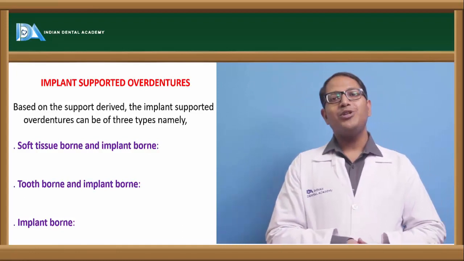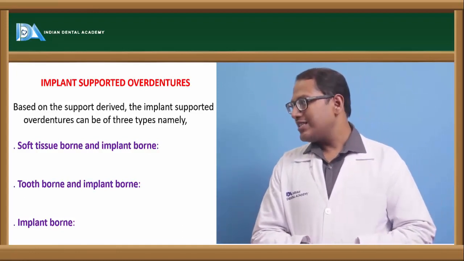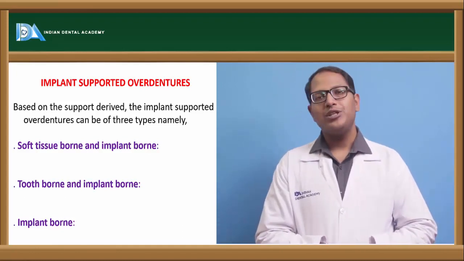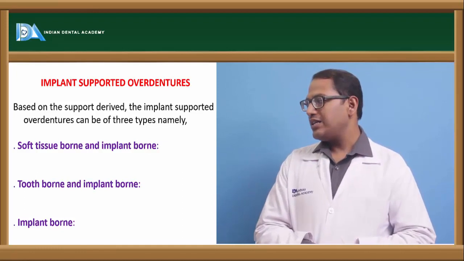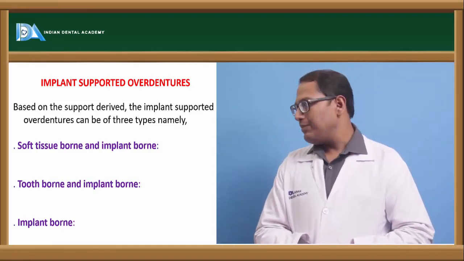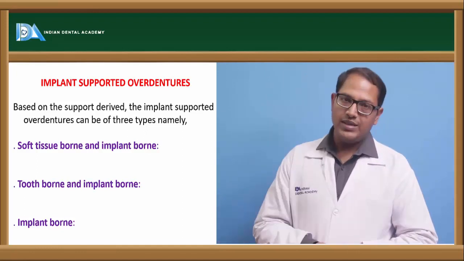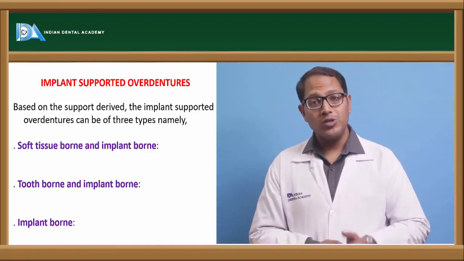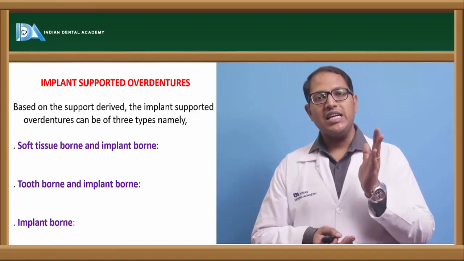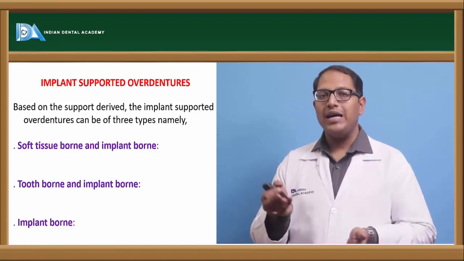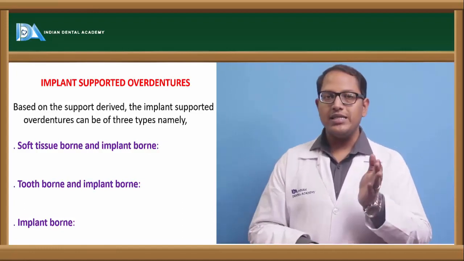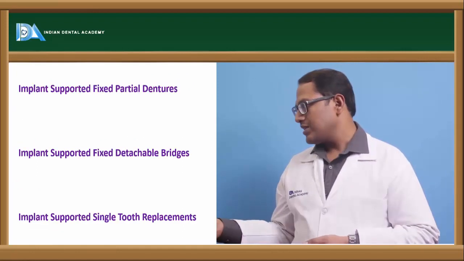Coming to implant supported overdentures. Based on the support derived, implant supported overdentures are also classified into soft tissue and implant borne, tooth and implant borne, and implant borne alone. That is, getting support from soft tissue and implant, from implant and the tooth, or only from implant.